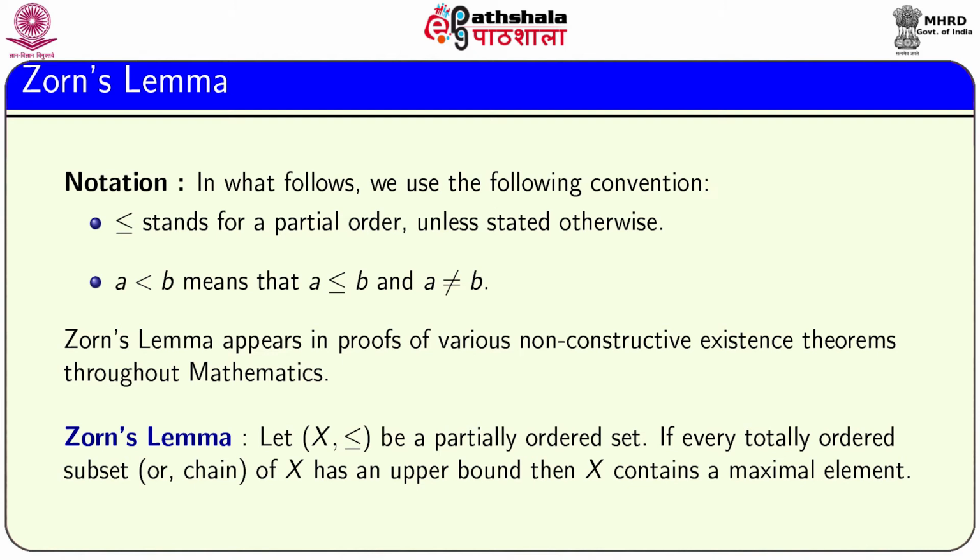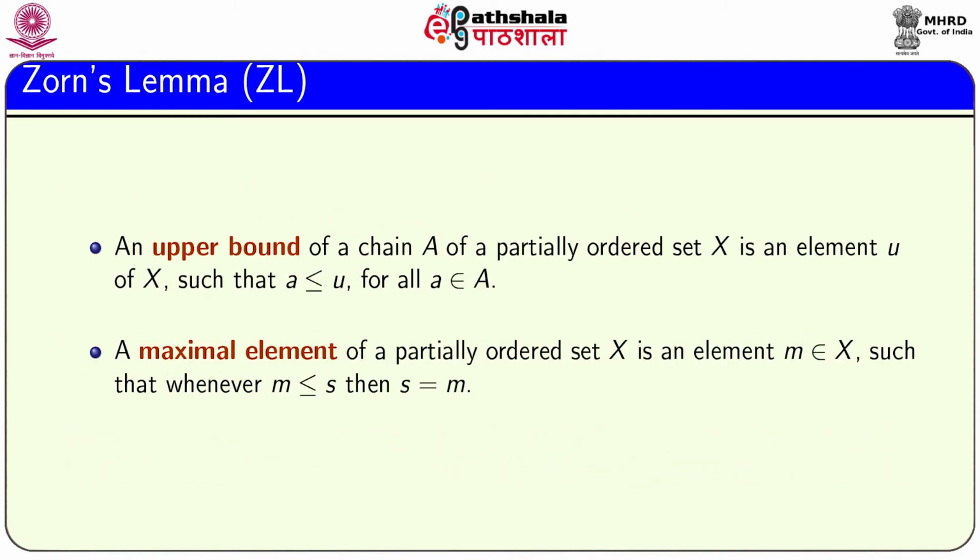Now, we need to clarify the meanings of the terms upper bound and maximal element. An upper bound of a chain or a totally ordered set A of a partially ordered set X is an element u of X such that a is less than or equal to u for all a belonging to A. By a maximal element, we mean an element m belonging to a partially ordered set X such that whenever m is less than or equal to s, then s should be equal to m.